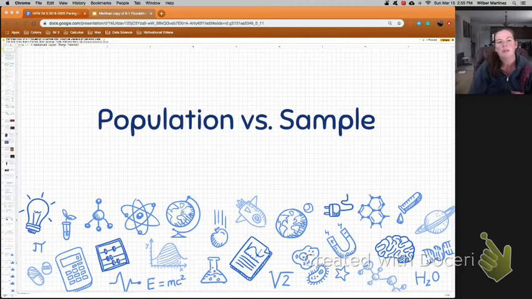Today we're going to start talking about some statistics and starting this new unit. We're going to start by talking about the difference between population and a sample and different types of sampling methods and that kind of thing when we talk about statistics.